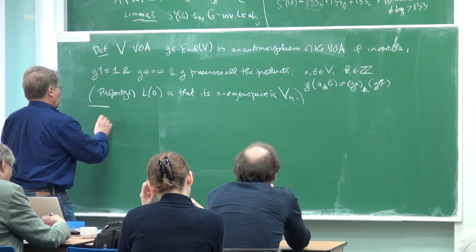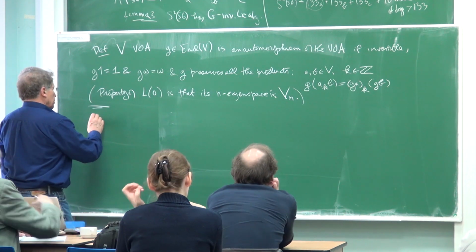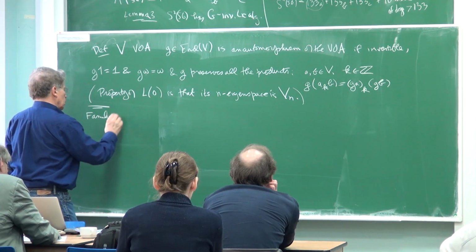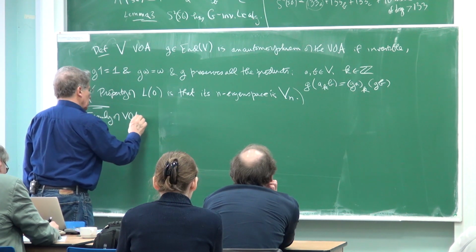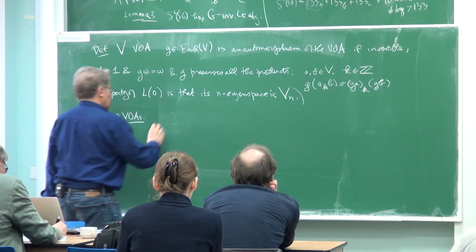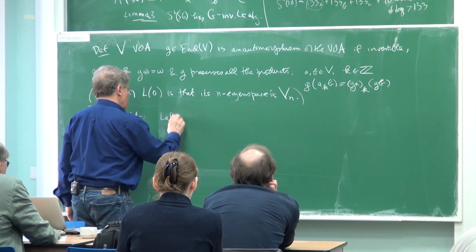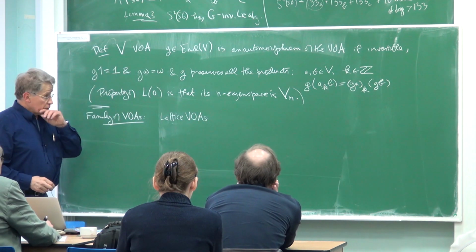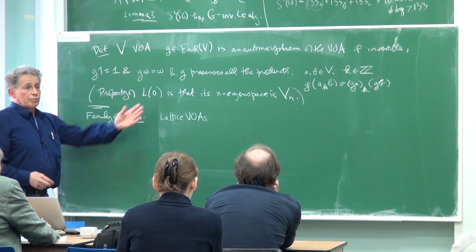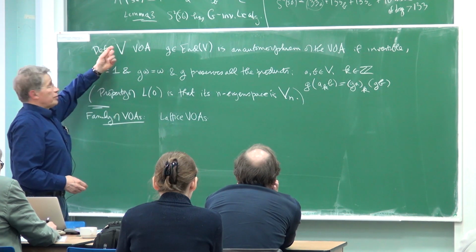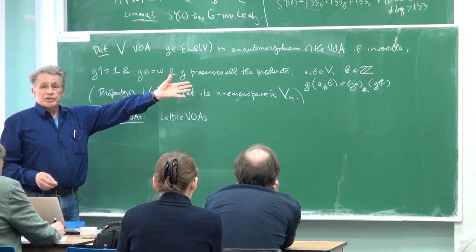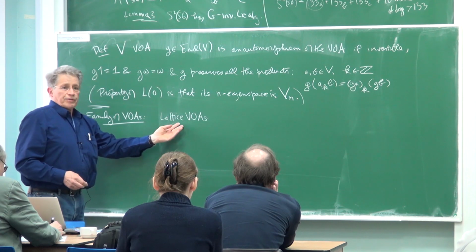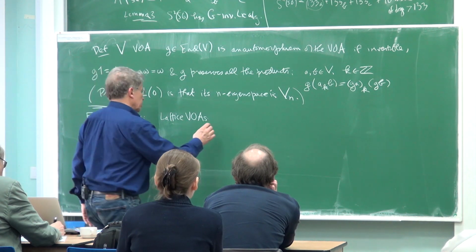And I want to talk about a particular family of VOAs, and these are called lattice VOAs. Now, when you look at the literature, it's very difficult to prove that a candidate for a VOA actually is one, because these properties are really fairly technical. But this is one of the most pleasant families to work with. So let me explain how that goes.